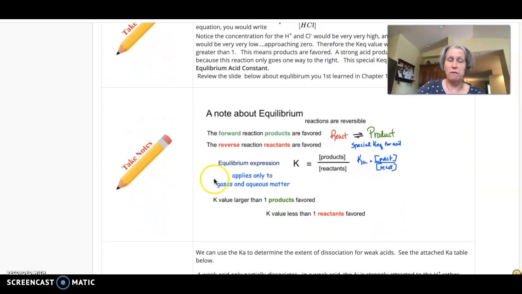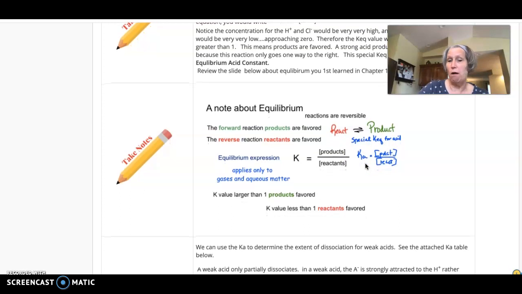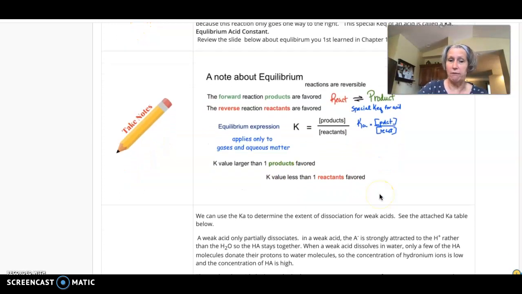And here's again something we learned earlier in this unit about equilibrium: what does Ka, or Keq, mean? Remember that if you have something that's very large over something that's very small, you're going to have a value that's greater than 1, and that means that products are favored.